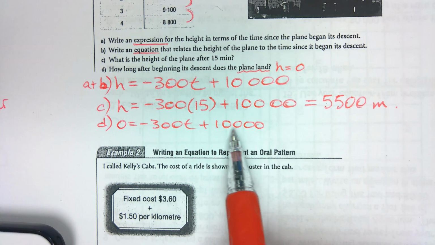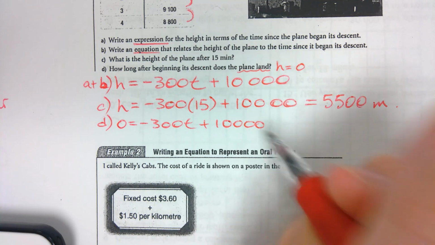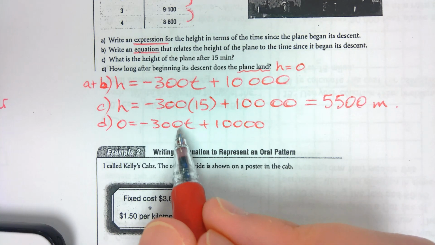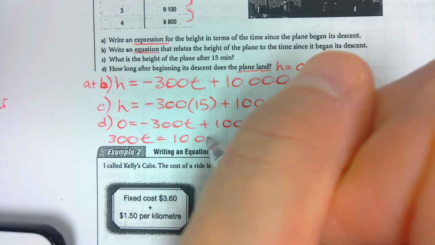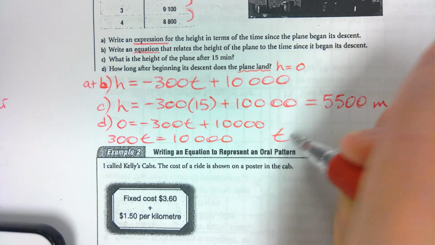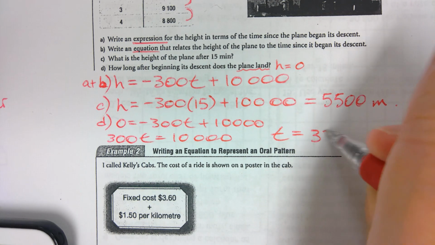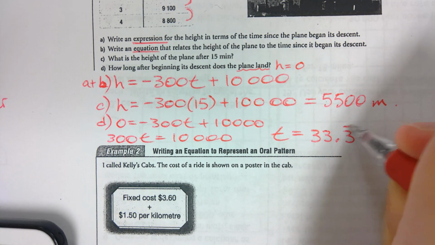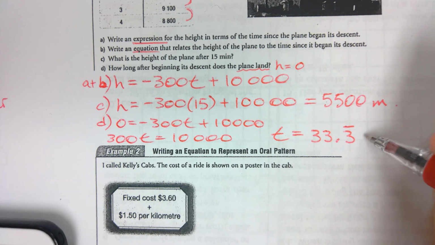Okay, by now you should know how to solve this because it was on your last test. Move that negative 300t over. So 300t equals 10,000, and then divide it by 300. So 10,000 divided by 300, you get 33.3 repeating. What is my unit here? Minutes. Good, because t represents time.